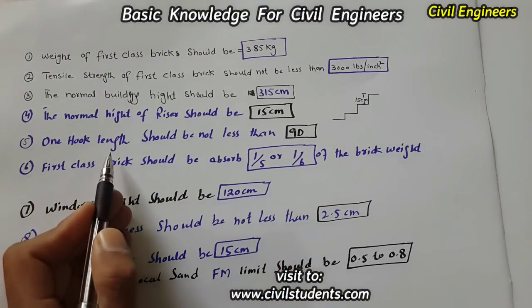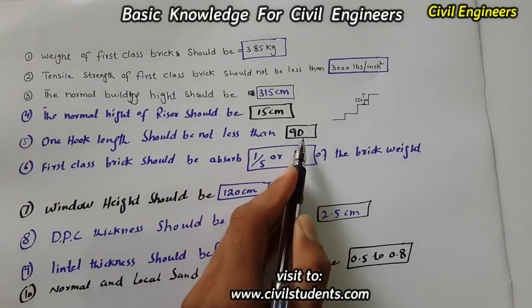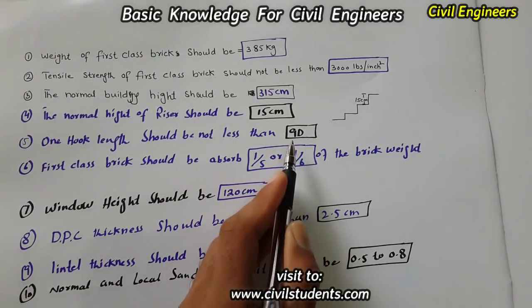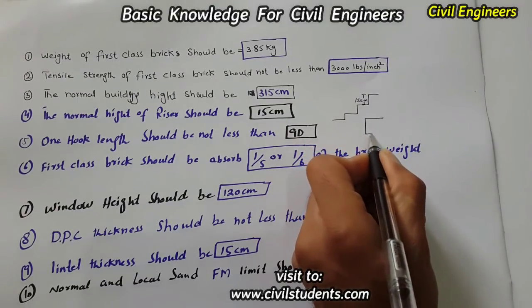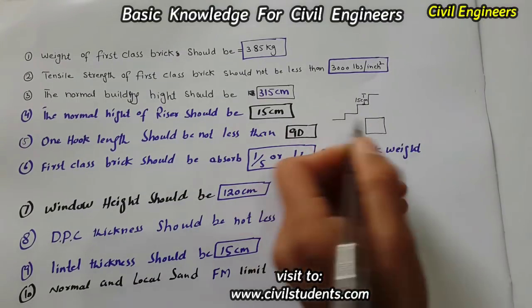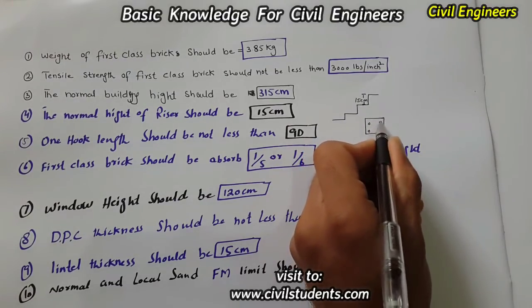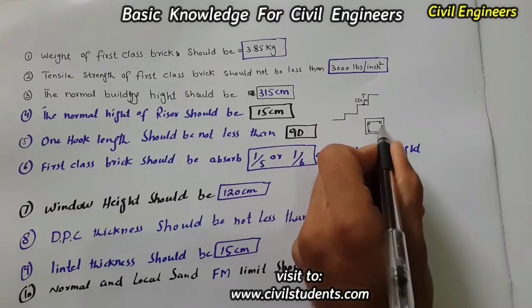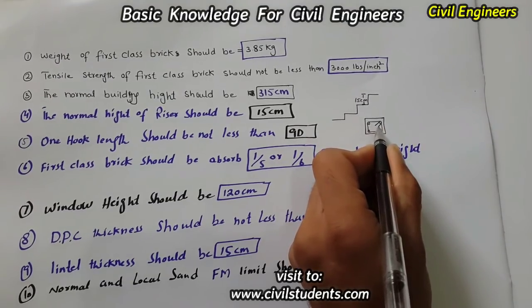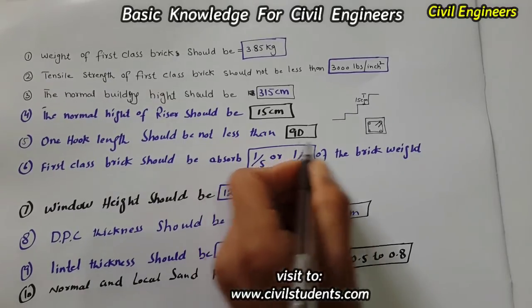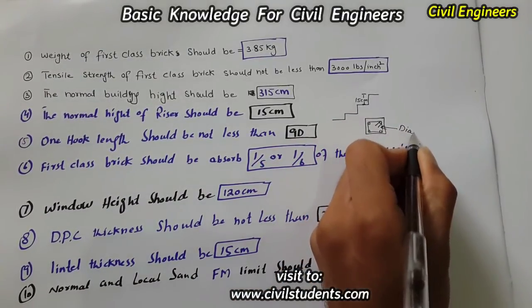And the fifth one, the hook length should be not less than 9D, okay? It should be 9D. So this is the stirrup for column, beam, etc., and these are the stirrups. This one, right? So this is the hook. So the hook length should be not less than 9D, where D is the diameter of the stirrup.